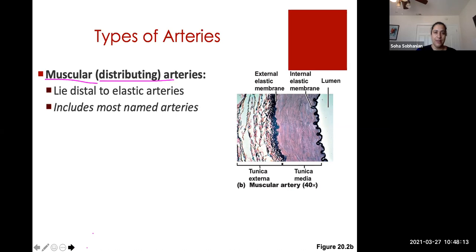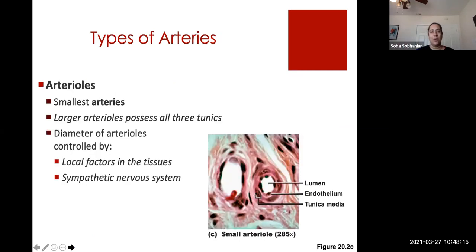Next, if you continue going down and continue forming smaller and smaller branches, we get to arterioles. Arterioles literally means little artery. So you start with elastic, you went to muscular, and now arterioles. The most important thing you need to know for arterioles, other than the name, is that they are the smallest arteries, and that you can actually control the diameter of the arteriole by the sympathetic nervous system. So what does that mean?